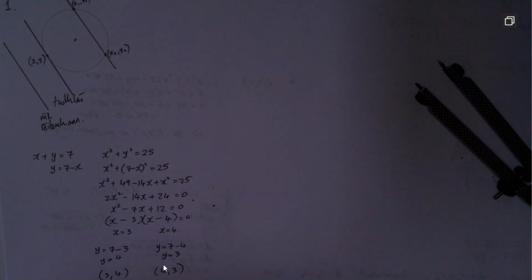So the line cuts the circle at two points. Does that make sense? The line cuts the circle because we got two points of intersection. Now let's see, we should do the three and the next one.